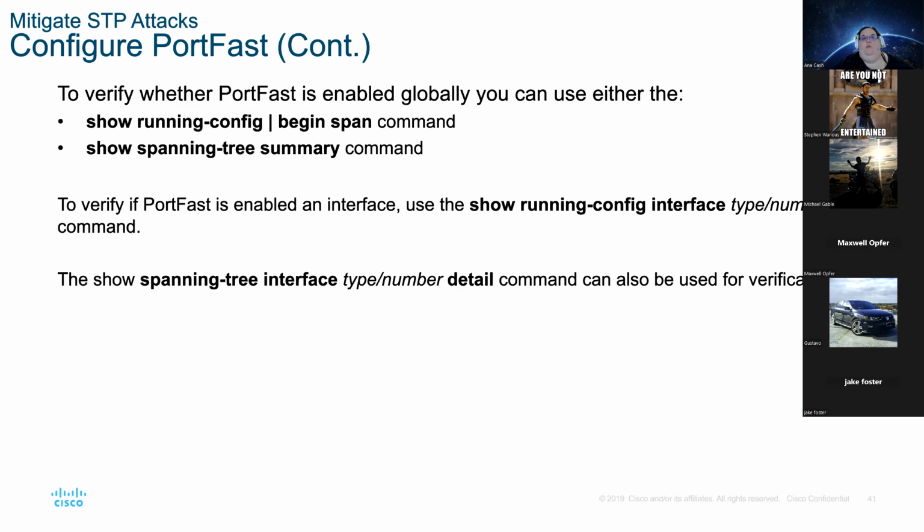To verify whether Portfast is enabled globally, you can use either the show running-config | begin span command or the show spanning-tree summary command. To verify if Portfast is enabled on an interface, use the show running-config interface type number command. The show spanning-tree interface type number detail command can also be used for verification.